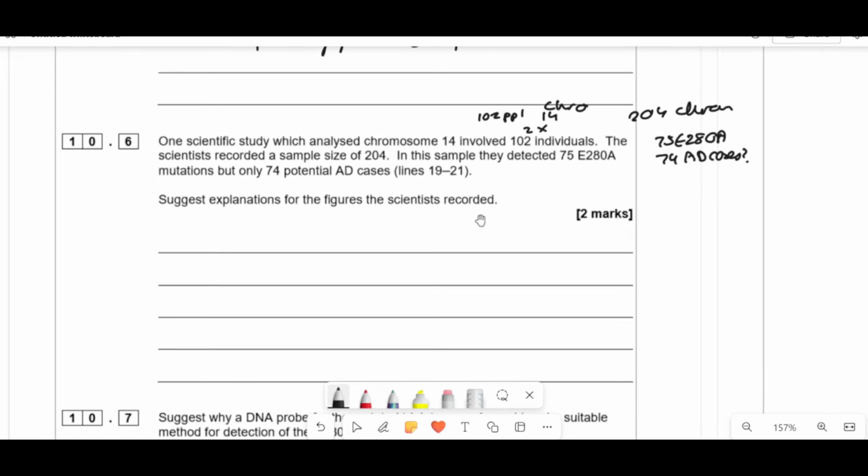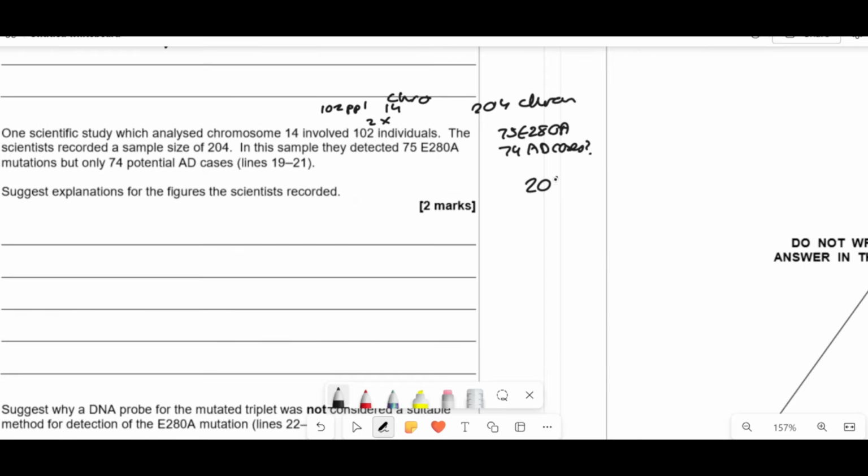So back here then, what might be the reason as to why? So we have 204 chromosomes, because remember each person has a 14 and a 14. They found 75 E2ATA mutations, right? And they've told you in the question that this is dominant. So if it's dominant, it means it should be expressed. So that means that the 75 that they found should have E2ATA, but for some reason there were only 74 cases. You only need 1 copy for this to express.